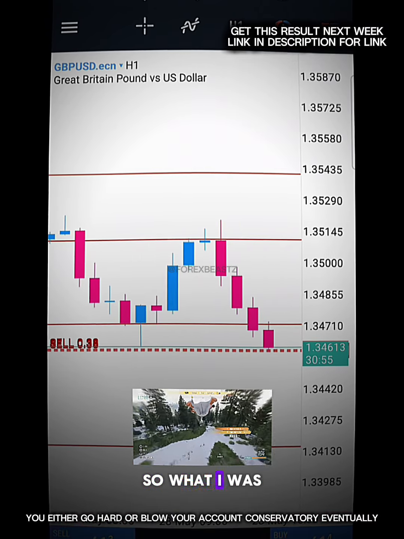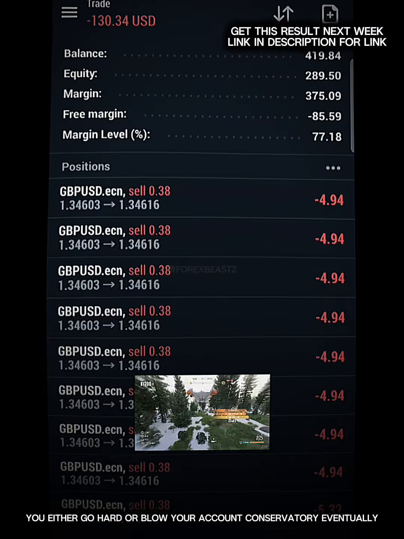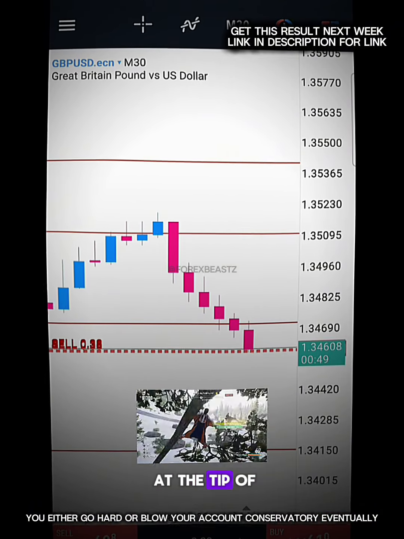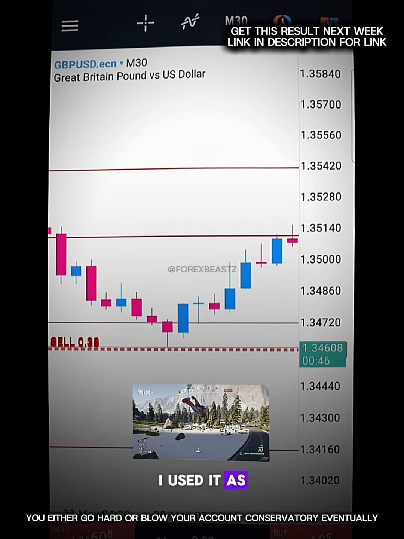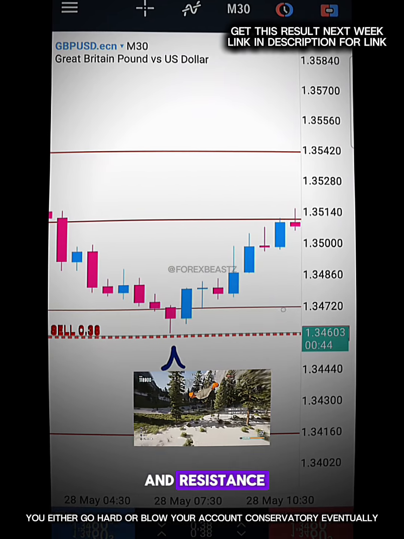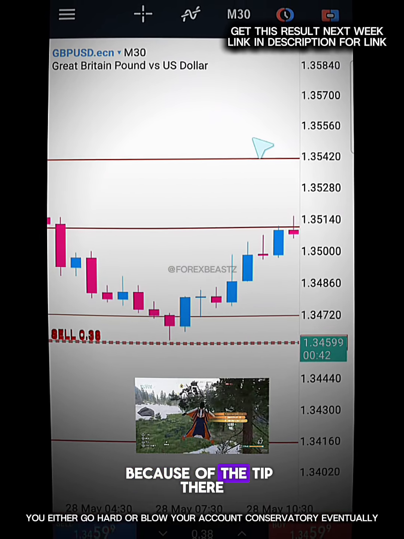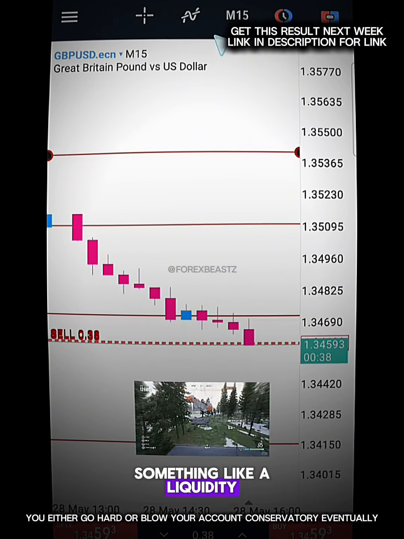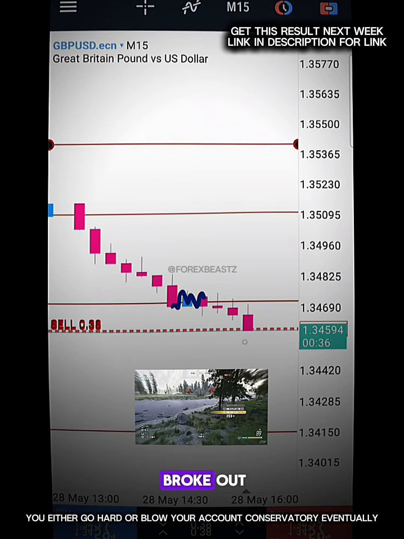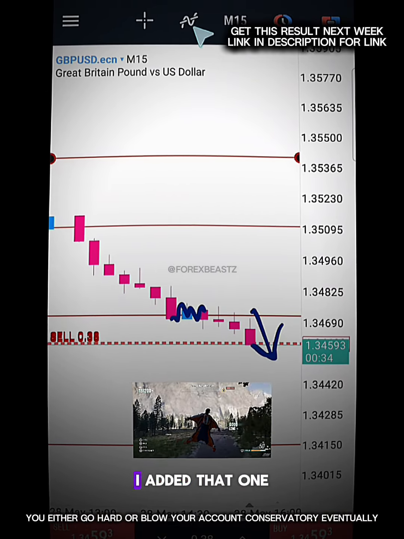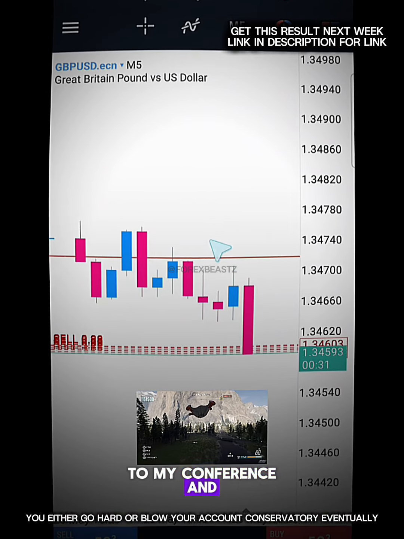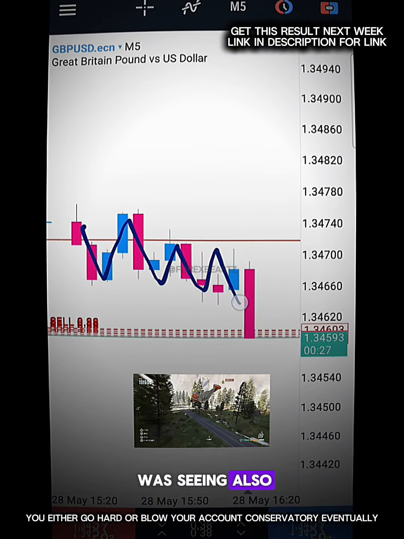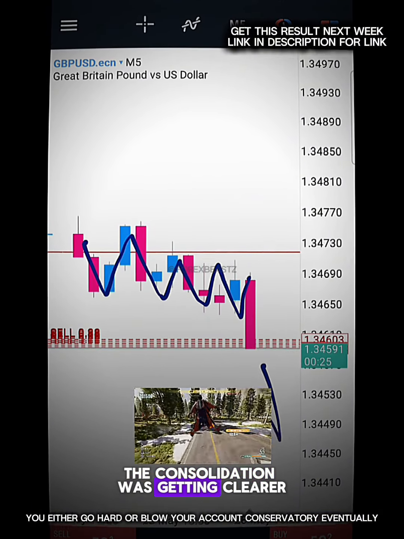So what I was doing is I was capitalizing myself at the tip of the breakout, or let's just say at the tip of the candle range. I used it as some form of support and resistance because of the tip there, and then I saw something like a liquidity or consolidation before price broke out, and then I used that one. I added it to my confidence, and then I went lower, and guess what I was seeing? Also, the consolidation was getting clearer.